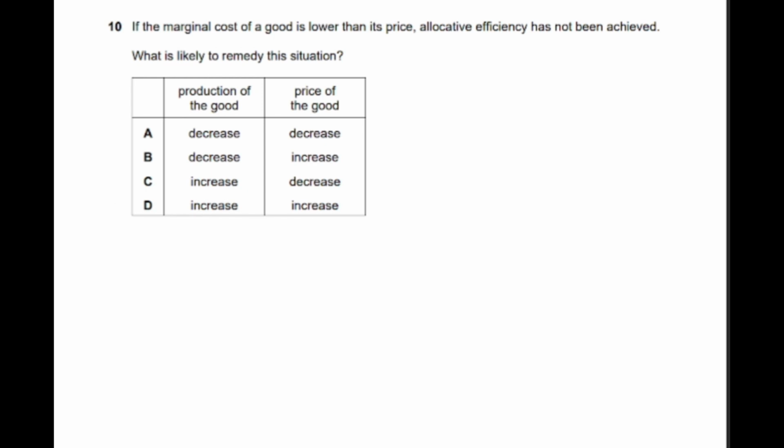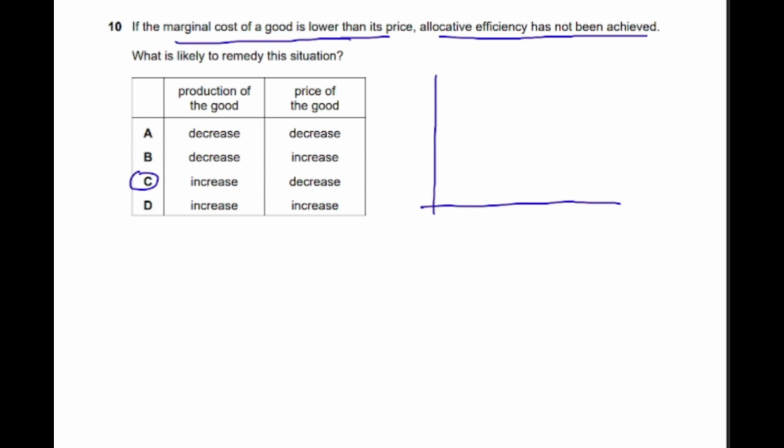If the marginal cost of a good is lower than its price, allocative efficiency has not been achieved. What is likely to remedy this situation? So answer C is correct for this. Production of the good should increase, right? Price of the good should decrease. If you make a technical graph, you can see why it happens here in this graph.